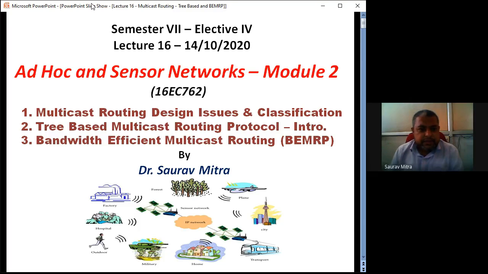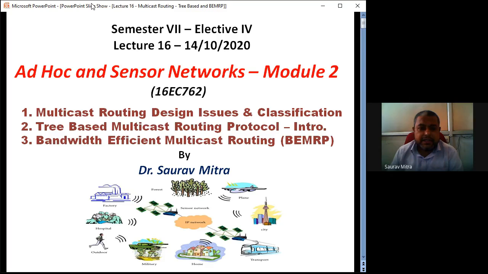So there are mainly three topics today. One is multicast routing design issues and multicast routing classification. So there are actually two topics, and both are asked as a 5 marks question or a 10 marks question. It can also be asked that explain different design issues in routing and its classification.